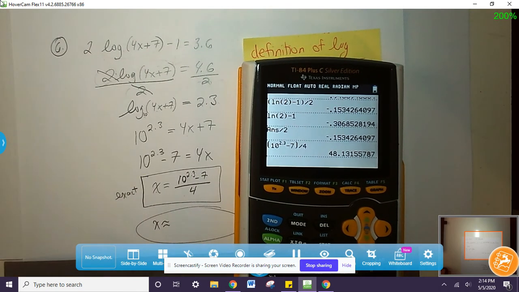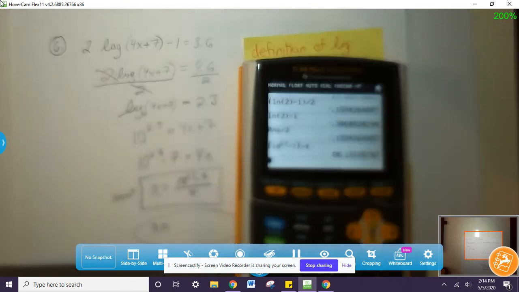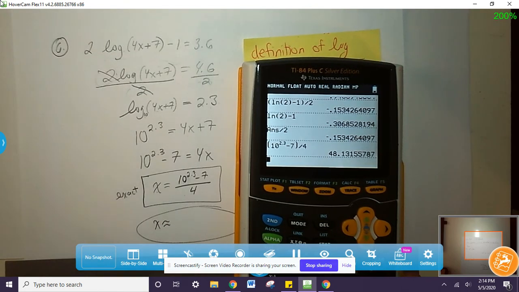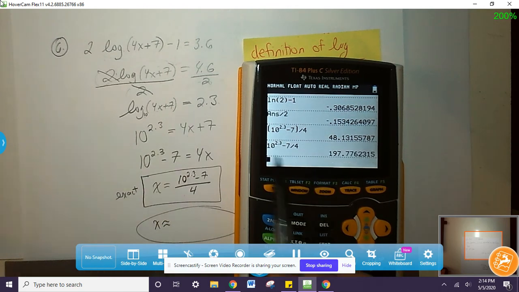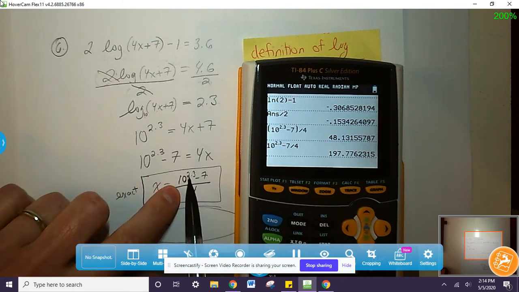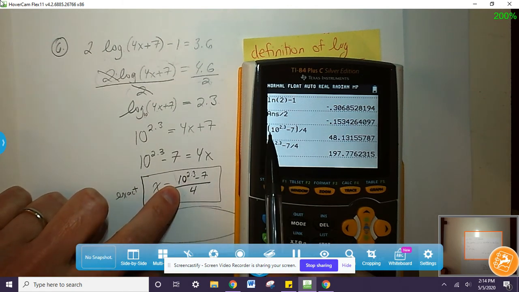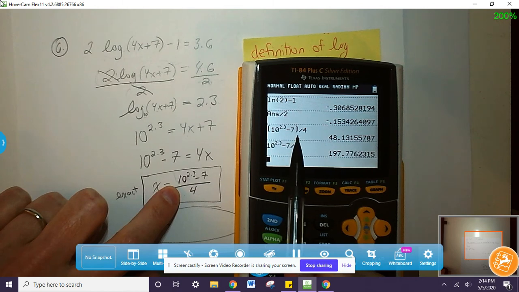And I'm getting 48.1316. If you did not get 48.1316, what may have happened is if you did not put parentheses around the numerator, then the calculator did PEMDAS, but it didn't do what you wanted. You wanted the calculator to do that numerator first. So you have to tell the calculator that using parentheses. If you don't put any parentheses, you're going to get an incorrect answer.